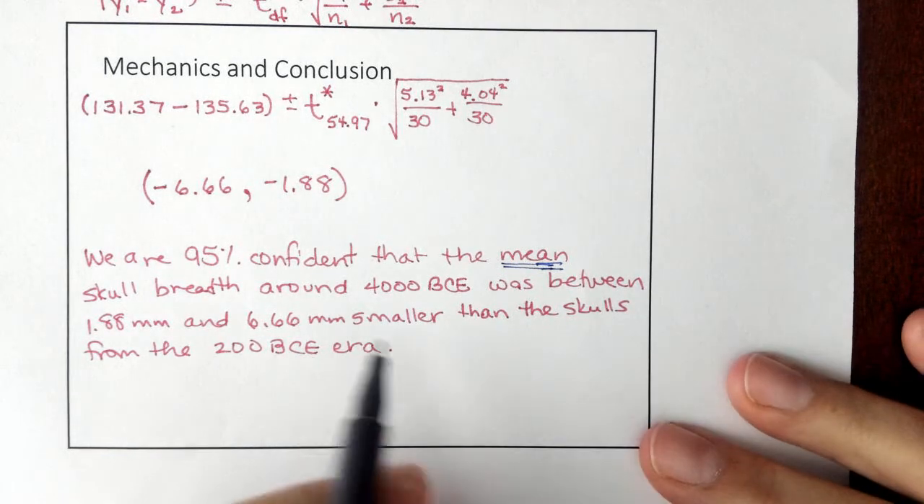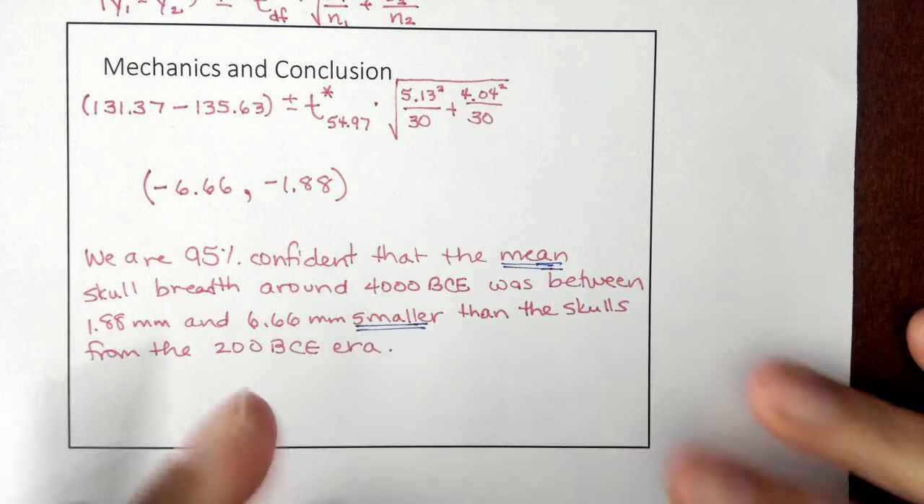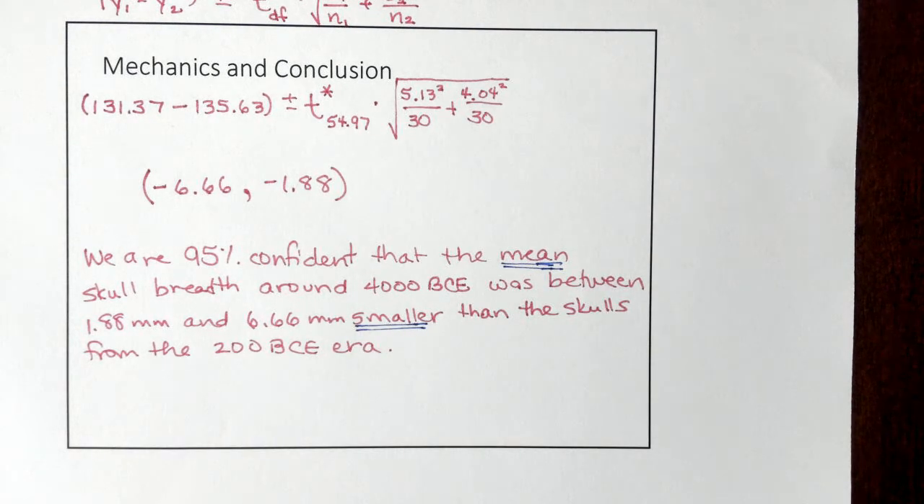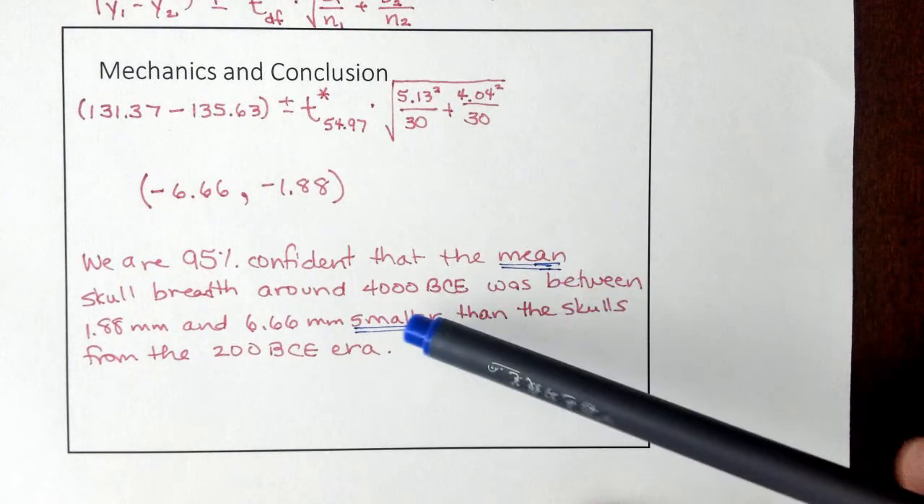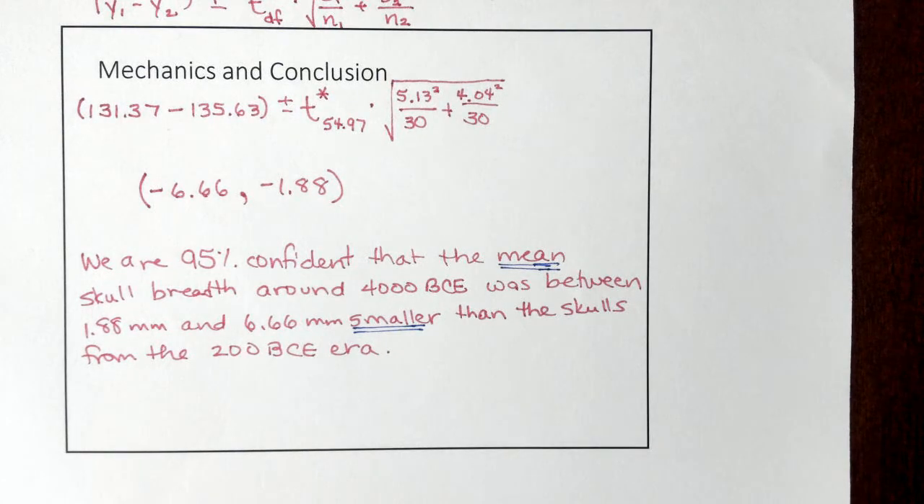And make sure there's a comparison word in there. You're comparing 2 groups. And if those 2 words, mean or average, either one will work, and some comparison word, if those are not there, chances are you're not going to get your full point for this conclusion. Okay? And we want to get our points.